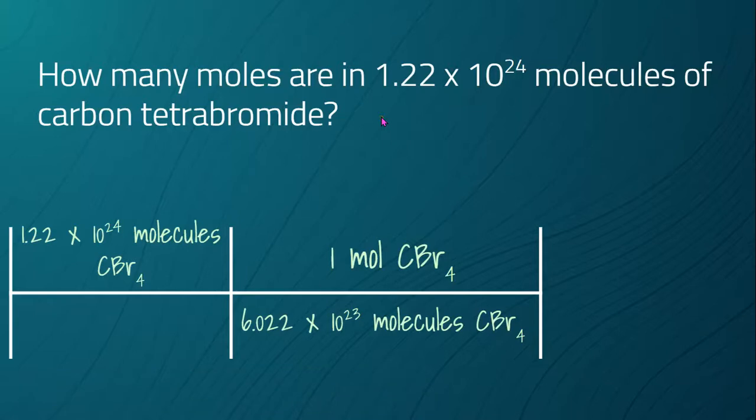So that would be 1.22 times 10 to the 24th times 1 divided by 6.022 times 10 to the 23rd. And when you plug that in correctly, you should get an answer of 2.03 moles of carbon tetrabromide. Again, please plug this into your calculator and make sure that you get the same answer. If you don't, you plugged it into your calculator incorrectly.